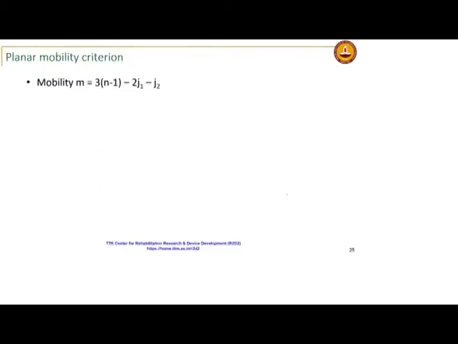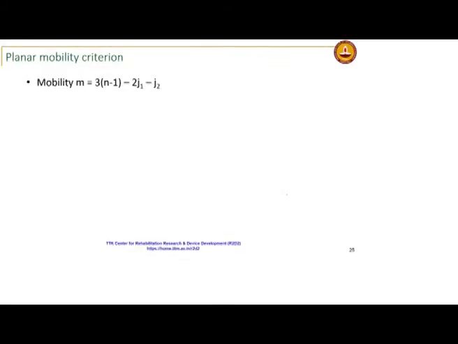We will move on to the mobility criterion. You have a set of links connected by joints. You know what the connectivity of the individual joints are. For the mechanism that you have created by fixing one link in the kinematic chain, how do we predict the mobility of the mechanism? Let us look at the planar mobility criterion.